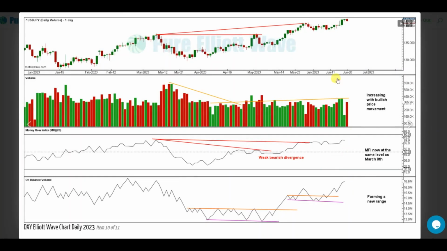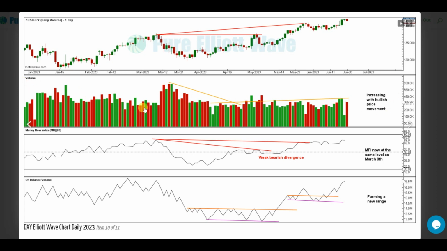Onto the daily charts. You can see we are starting this daily chart at the beginning of 2023, moving to present day, 21st of June. And overall, we've had this upward swing, and volume is actually telling us a different story than the weekly chart. You can see volume is actually increasing subtly with the bullish price movement.